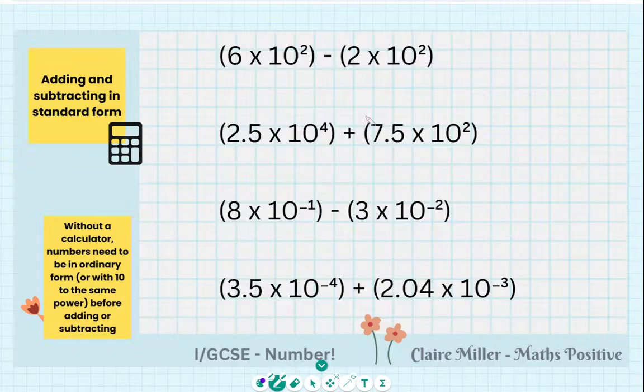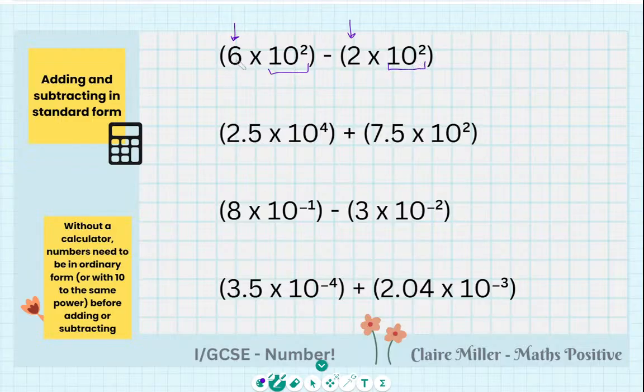If you do this without a calculator, your numbers should really be in ordinary form before you start adding or subtracting, or at least one nice trick you can use is to make sure that the 10 to the power part is the same in both of your numbers. That's fine, because that part indirectly tells you the place value of the 6 and the 2, doesn't it?